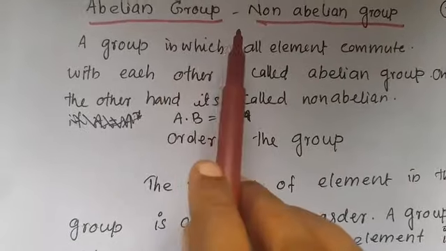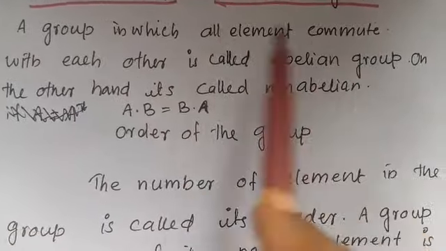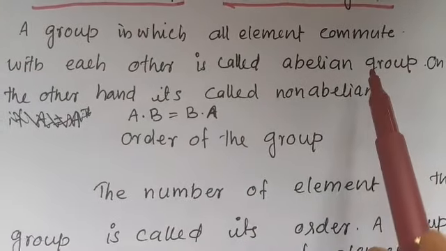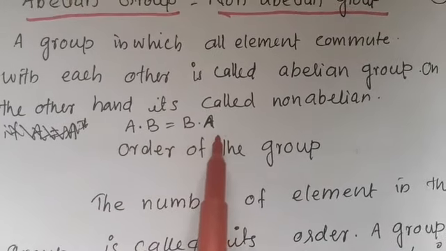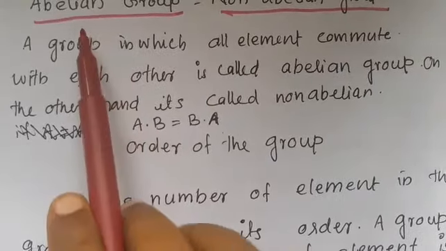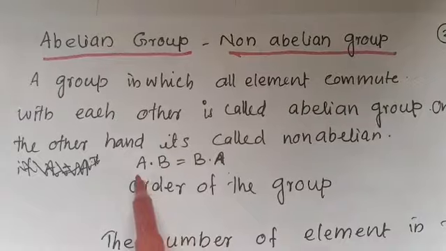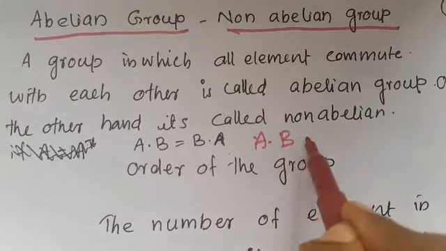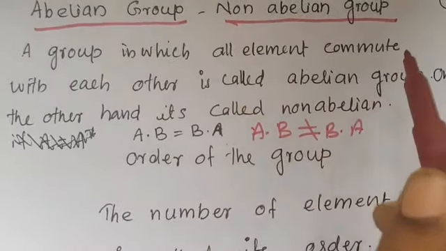So what is an abelian group? A group in which all elements commute with each other is called an abelian group. That means A dot B should be equal to B dot A. If the elements commute with each other, we call that group an abelian group. The group which will not commute, that is A dot B not equal to B dot A, is called non-abelian group. Okay.